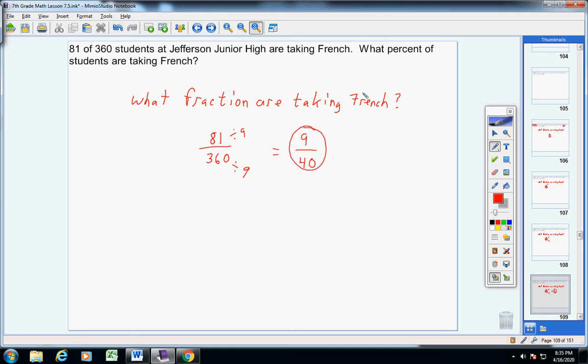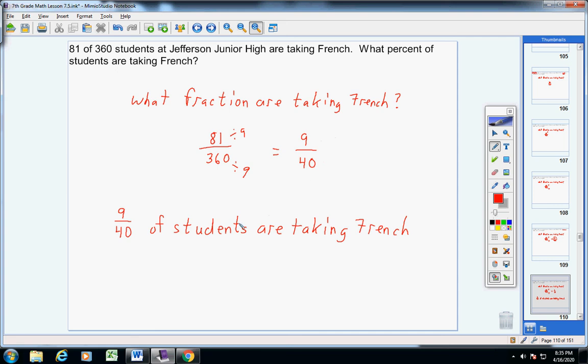But it doesn't say what fraction, it says what percent. But guess what? That's okay, because we know how to take a fraction and convert it to a percentage. So yes, we know that 9/40 of the students are taking French. So now let's just convert that over to a what? To a percent. So here we go. We'll take 9/40 times 100.